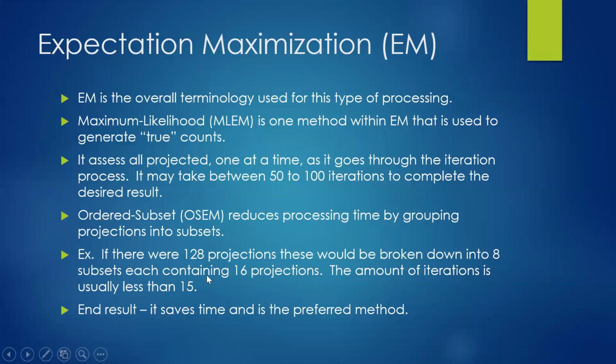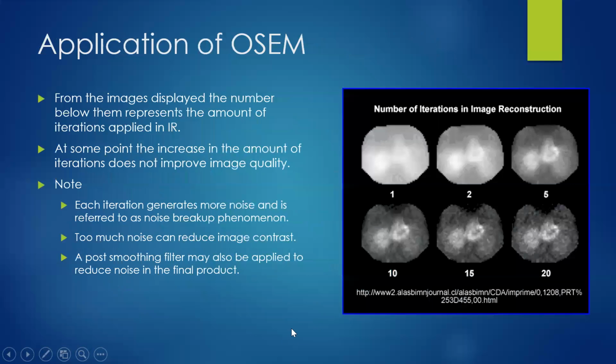And usually it can come up with a pretty good guesstimation of what the true counts are within around 15 or so iterations. Maybe a few more, maybe a few less. We're going to take a look at an image, and you can make the assessment of that. So OSEM is the preferred method. The end result of OSEM also is that it'll save us some time. And of course, as I said, it's the preferred method.